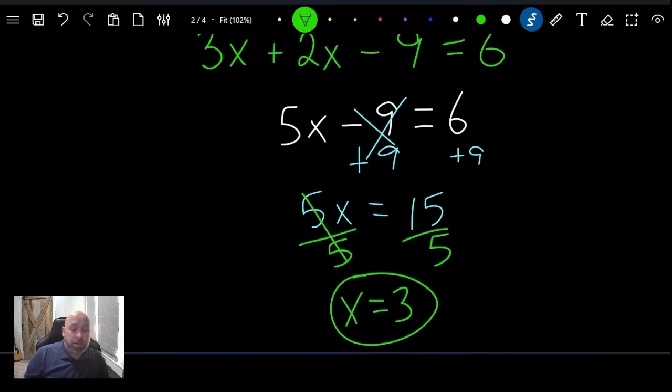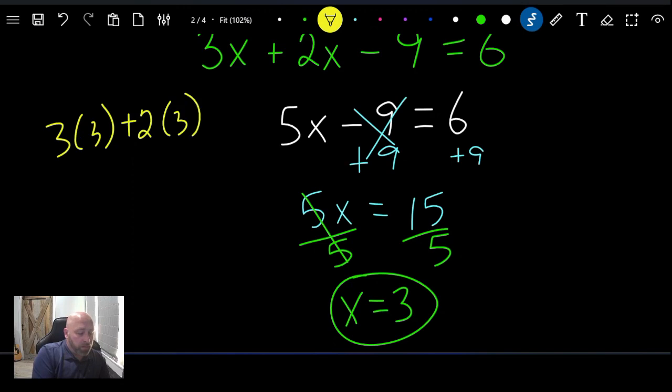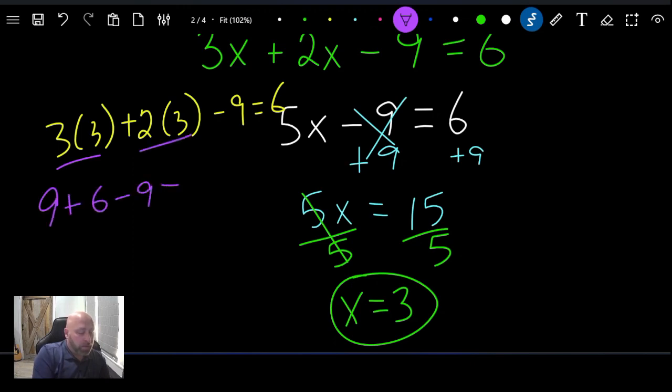There you go. Now I need to plug that back in to my original to solve for it. So 3 times 3 plus 2 times 3 minus 9 equals 6. 3 times 3 is 9. 2 times 3 is 6. Minus 9 equals 6. Well, these are going to cancel because I have a plus 9 and a minus 9. 6 equals 6. There you go.